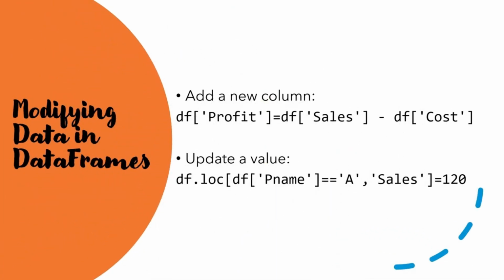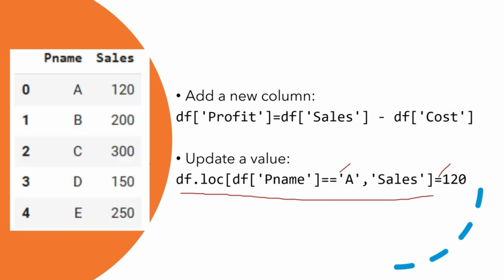Modifying data is essential for cleaning, updating, and transforming datasets to meet specific needs. If you want to add a new column profit, you can add it by subtracting the cost column from sales. With this, the new profit column will be created. Instead of this, without doing any calculations also, you can simply assign a list or a series to a new column name. This also will create a new column. Coming to updating a value, you can update values of an existing column by using assignment operator. By executing this code, for the product name A, the sales will be updated to 120.